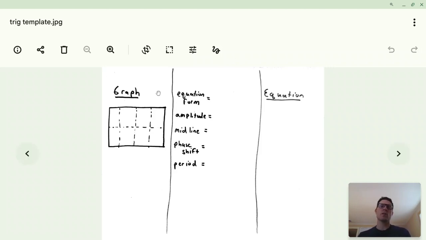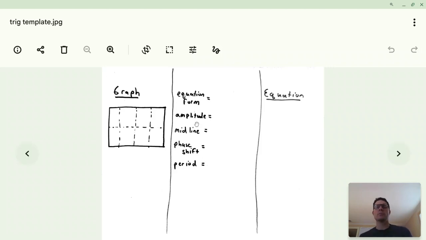We're always either starting with a sinusoidal graph and then trying to get the equation, right? Or we're going the opposite way, where we know the equation and we're trying to get the graph of the equation. And to go between the two of them, you need to know like 5 things. You need to know the equation form, the amplitude, the midline, the phase shift, and the period.